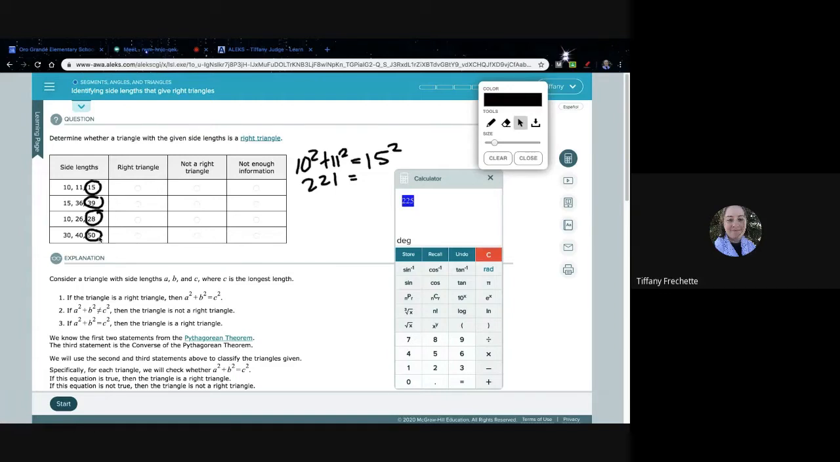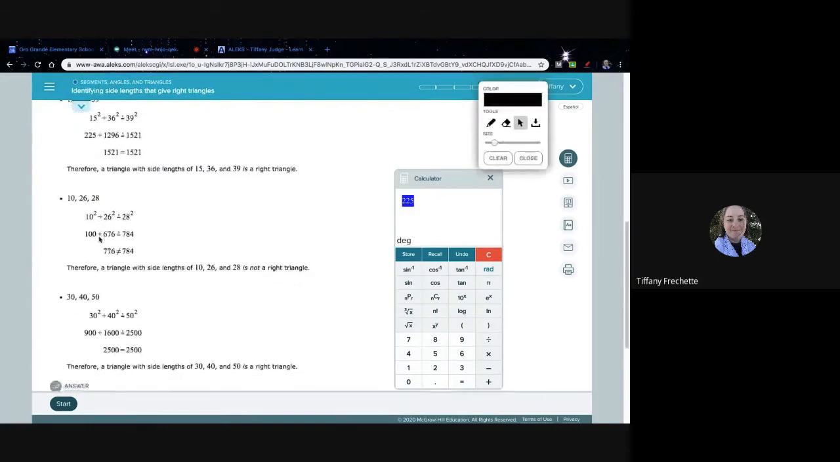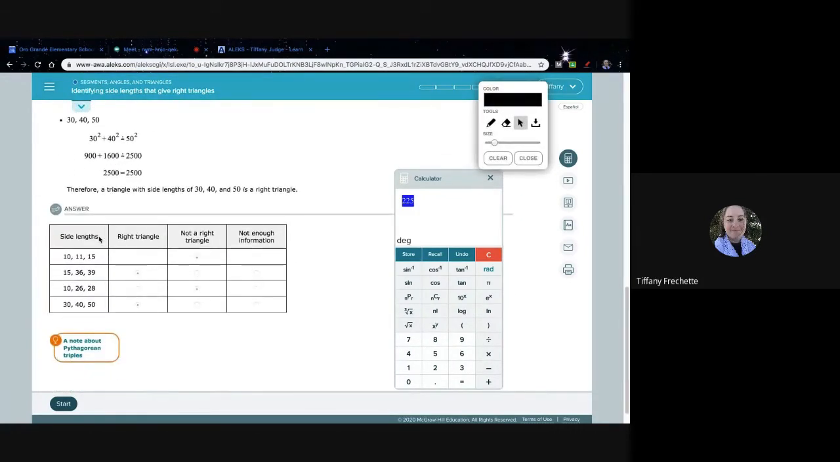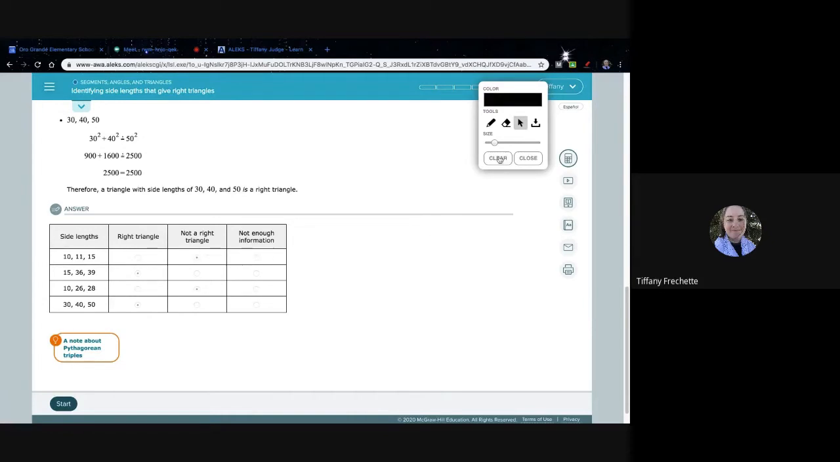Not enough information. I don't believe we're going to select not enough information on any of these unless somehow they don't give us all 3 side lengths. As long as they give us all 3 side lengths, we should have enough information. So we'll see what they do on that one. Let's clear this and go next.